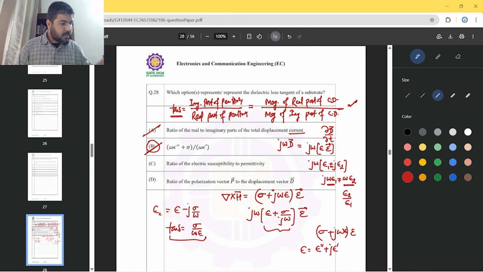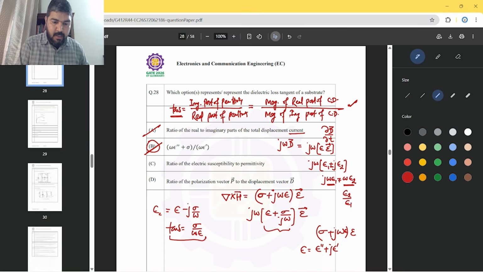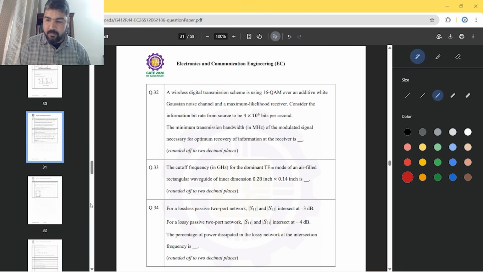and the next question is question number 33. Okay, let's move to question number 33. Yes, question number 33 is given as: there is a rectangular waveguide and the dimension of the rectangular waveguide is provided to us. For TE10 mode, we need to find the cutoff frequency. So it's again a formula based question.